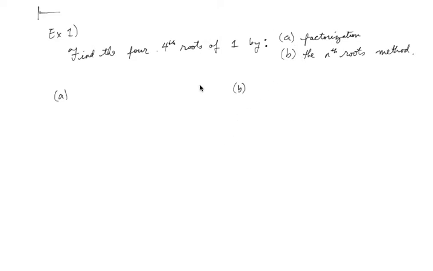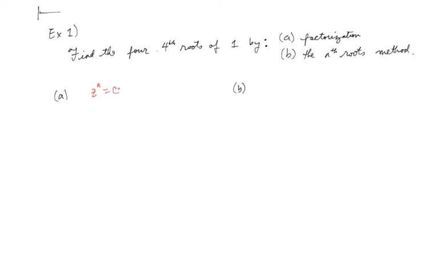Okay, in this example, it says find the four fourth roots of 1 by two methods, the factorization method, or factoring method, and by the nth roots method. Okay, so I think we're all pretty familiar with the factorization method, but let's just go ahead and do it. Okay, the factoring method. Remember, to solve this, we set up what they're asking for, and it's going to look like this. We're always going to be starting from this.